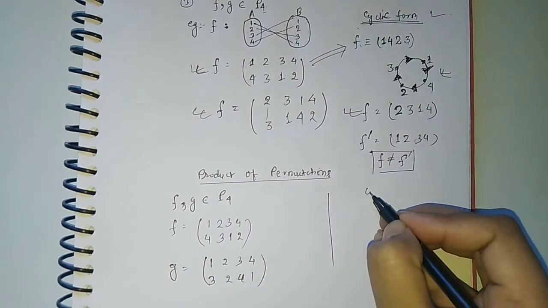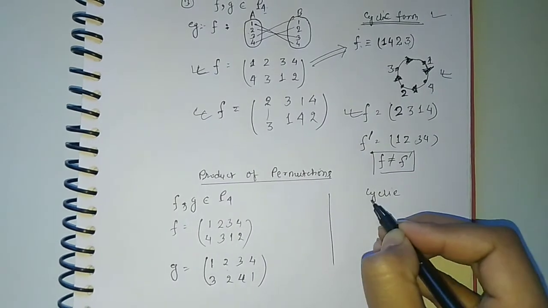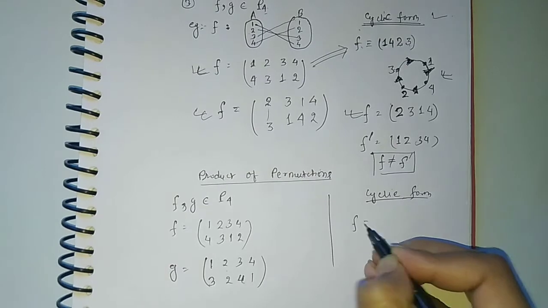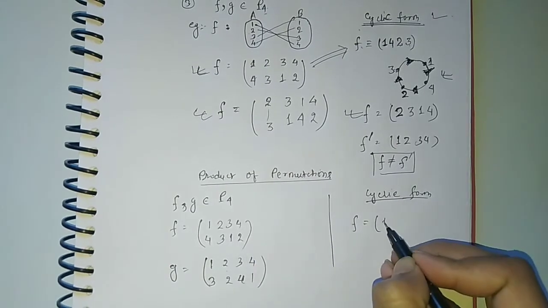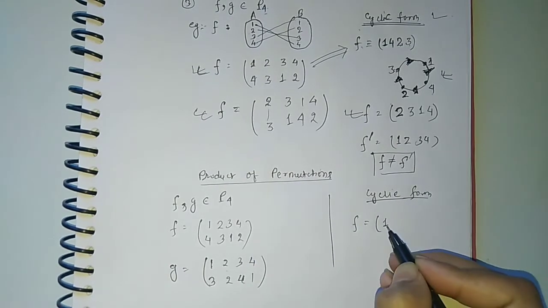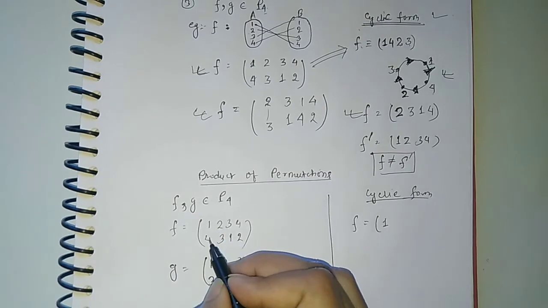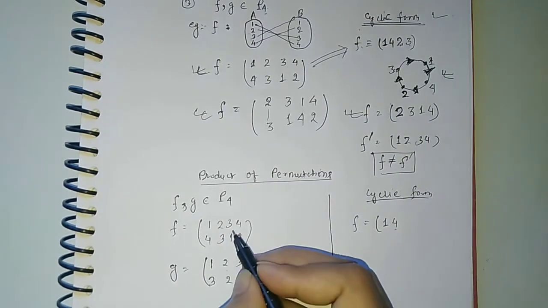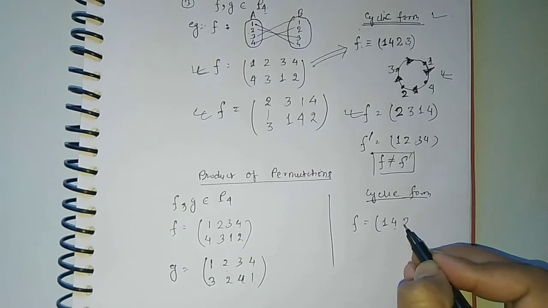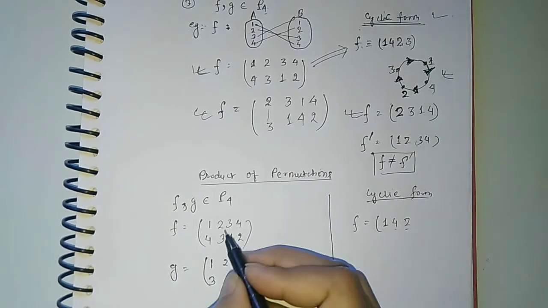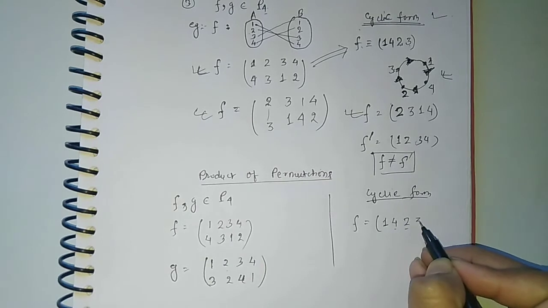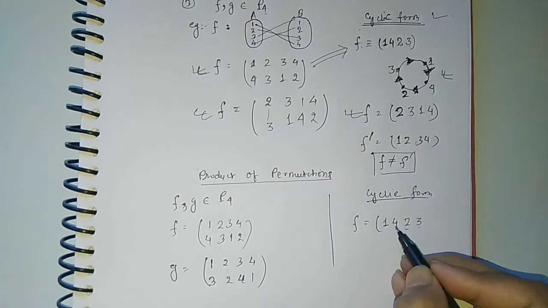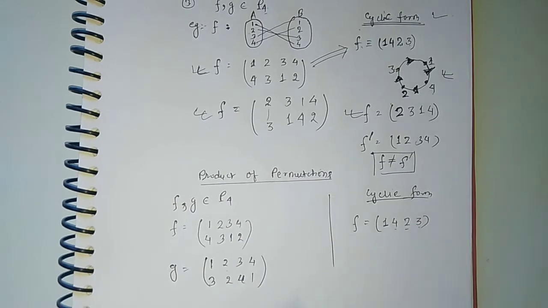And in cyclic form, F can be represented as follows. First write any element, say 1, then find the image of 1. Image of 1 is 4, so write 4. Now find the image of 4. Image of 4 is 2, so write 2. Now find the image of 2. Image of 2 is 3, so write 3. Now find the image of 3. Image of 3 is 1, but 1 is already here, so close.